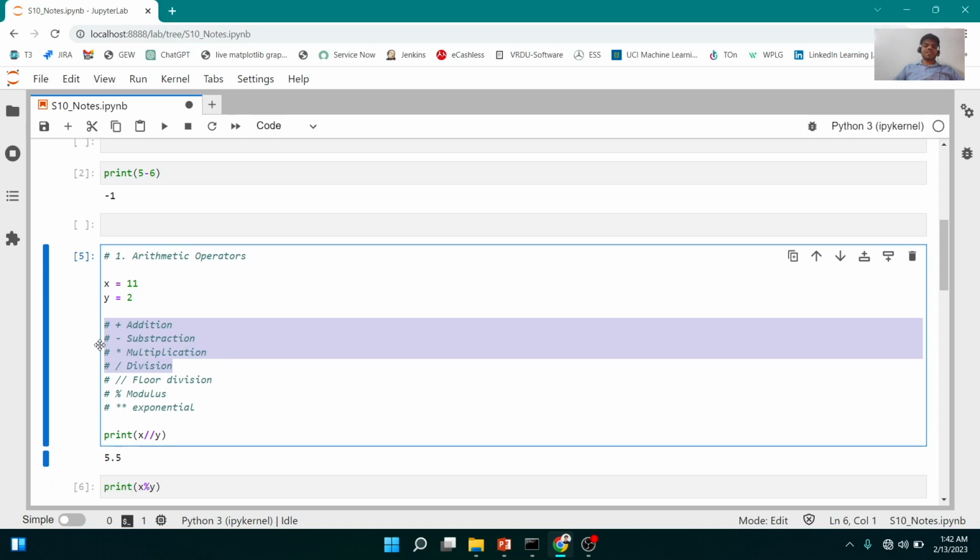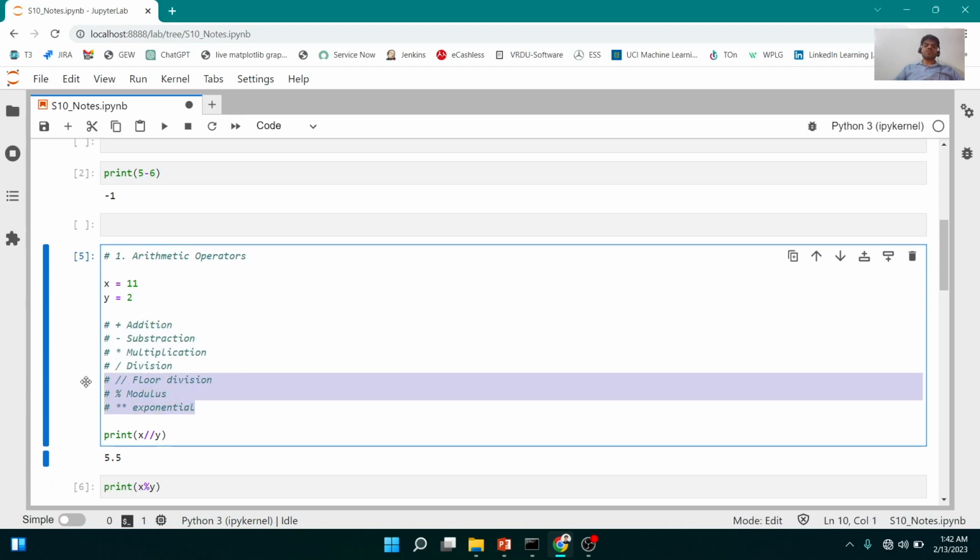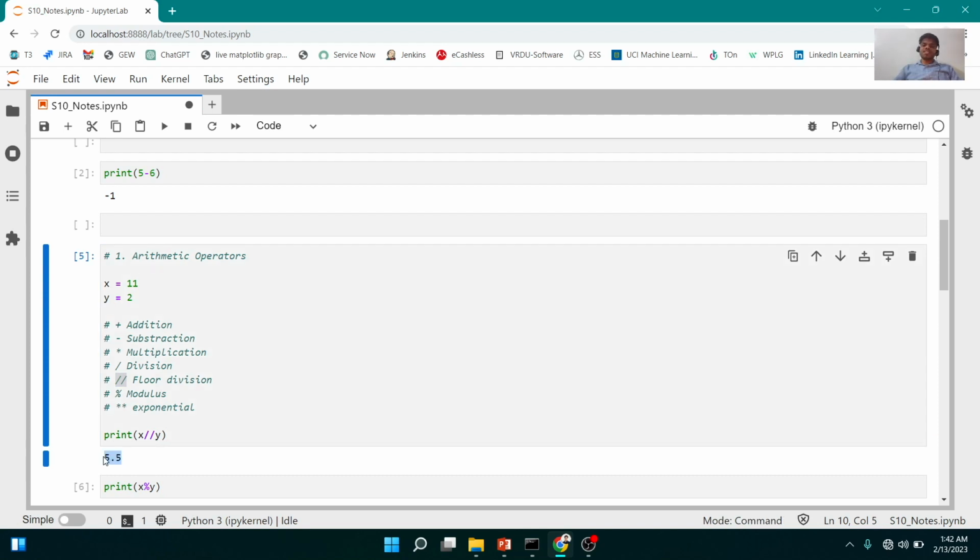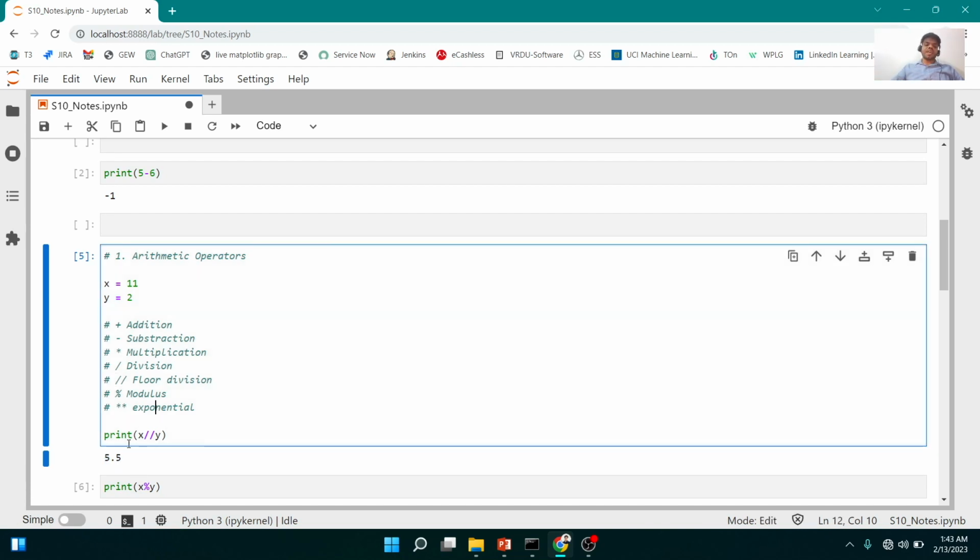These symbols must be very familiar, as they do the basic mathematical operations: plus, minus, multiplication, division. But let's try to understand what a floor division is, what a modulus is, what an exponential is. This is the symbol of floor division. What floor division does is, whatever answer you're getting, if it's a decimal, then it is not going to consider your decimal part. Remember, it is not rounding off. It is only going to consider your integer part. So whether it's 5.1 or 5.9, you are only going to get the answer as 5.